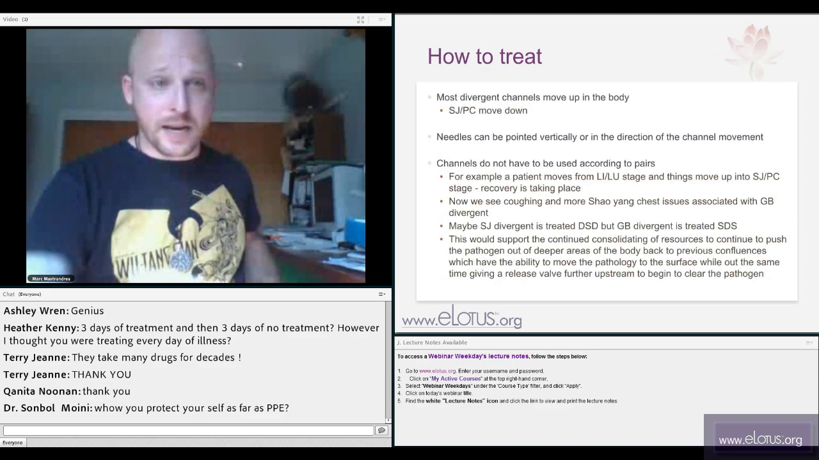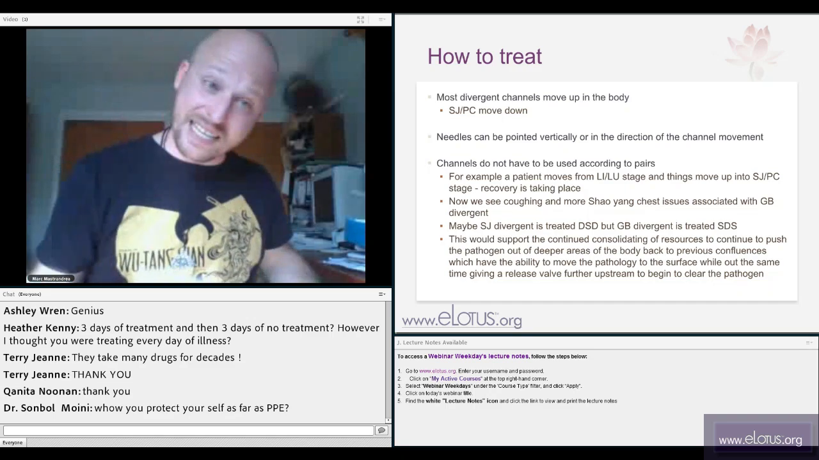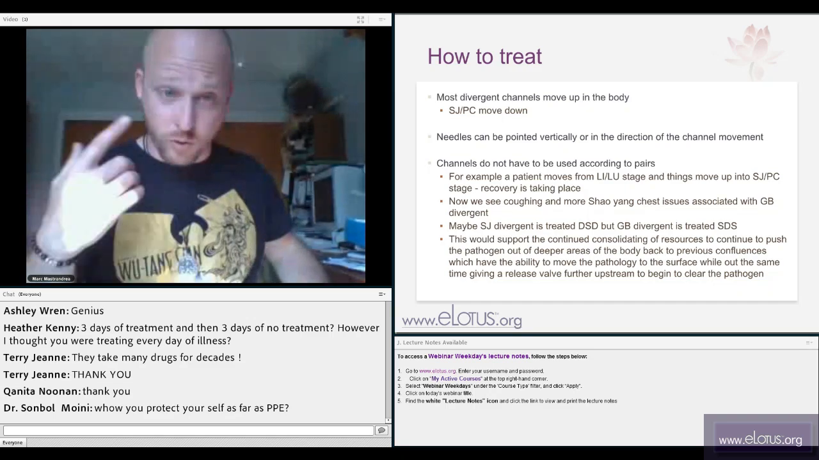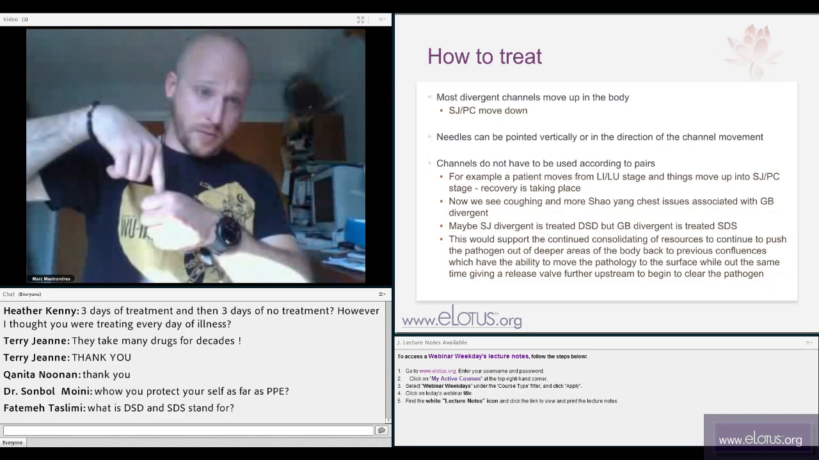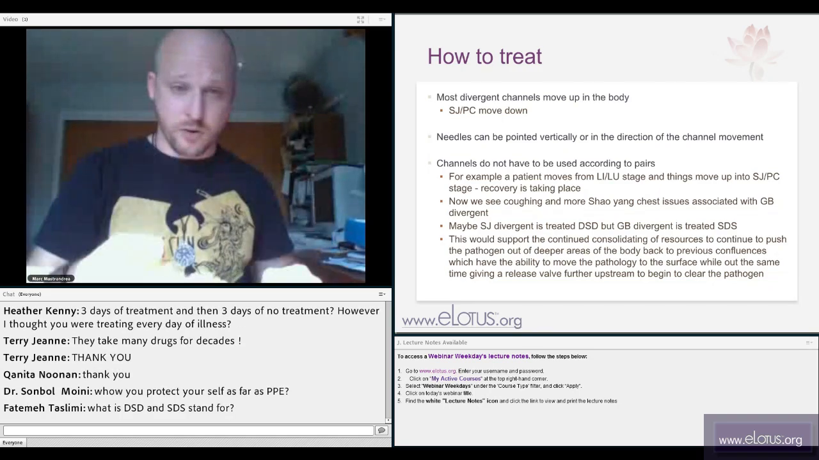Most divergents move up the body. Sanjiao and pericardium move down. You can needle in the direction of the divergents if you want. If you're wondering how to needle, what direction, I generally needle vertically, but people can needle in the direction of the divergence as well.